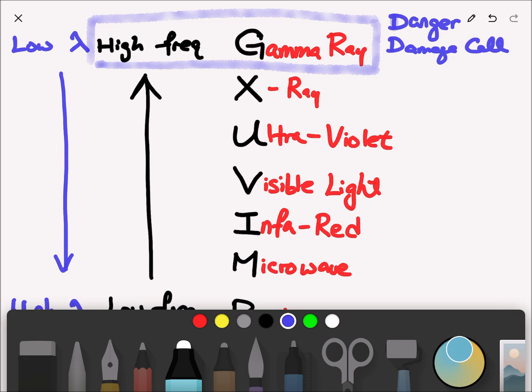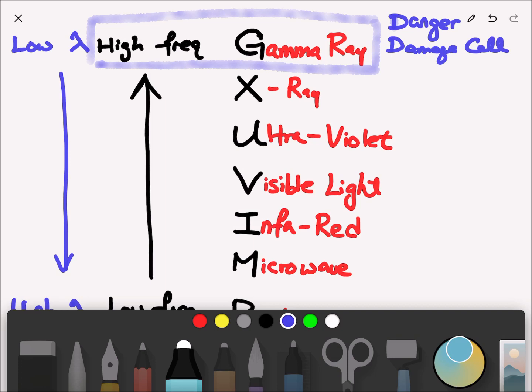Now, so is it bad? Not really. If you damage cells that you do not want, then it can be a good thing, right? So for example, like cancer cell, you want to damage it. So you use high frequency wave such as gamma ray to actually damage the cancer cell so that it can be expelled by the body.